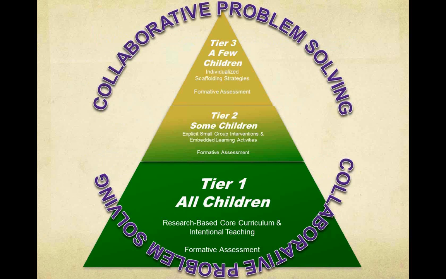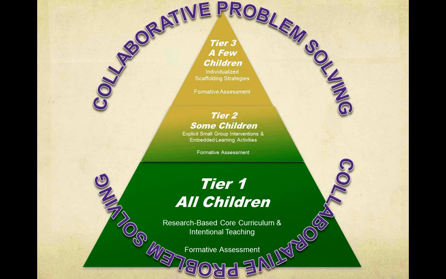What this looks like visually when we think about an RTI approach is our familiar triangle that those of us who are acquainted with RTI see often, that illustrates the three tiers representing both the assessment side and the instruction side. So very briefly, we have our tier one, which applies to all children and consists of the formative assessment, and on the instruction side, has research-based core curriculum and intentional teaching. Then in tier two, which is for some children, those children will receive formative assessment, as well as additional instructional supports, which will include explicit small group interventions and embedded learning activities. And then tier three relates to the supports for a few children. Again, we have our formative assessment piece, and on the instruction side, we have individualized scaffolding strategies.